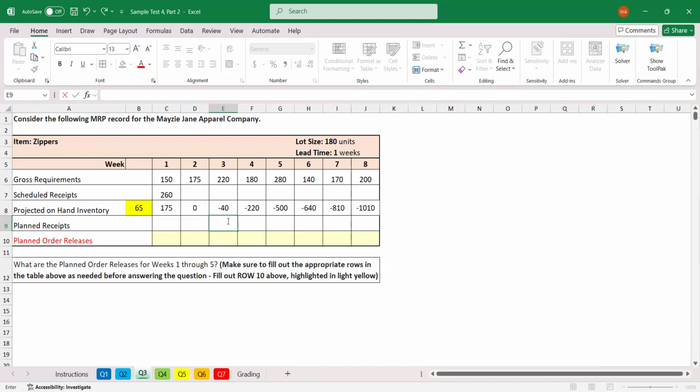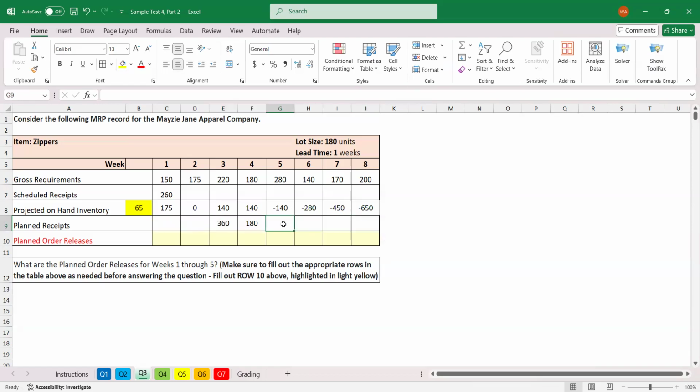Remember, we're going to be doing it in multiples of 180. So 180 times 2 would be 360. And that then gets us back into positive territory. The very next week, we run short of inventory again. So I'm going to order another 180, receive another 180. And that gets rid of that negative.